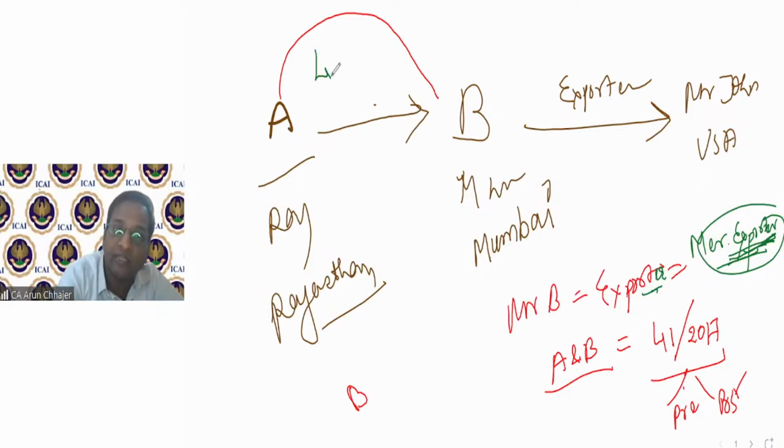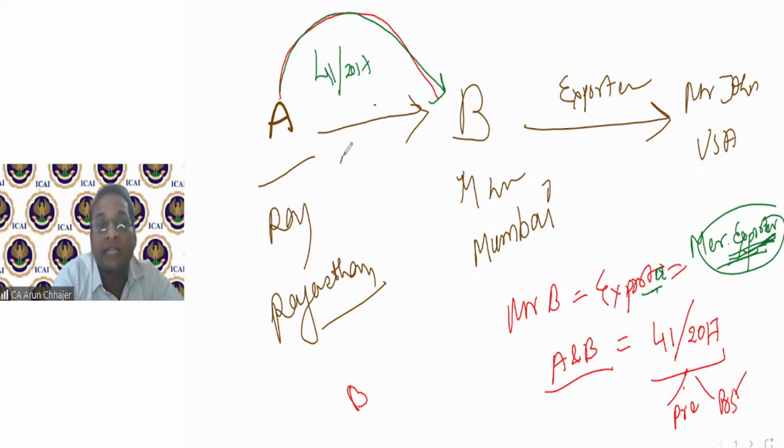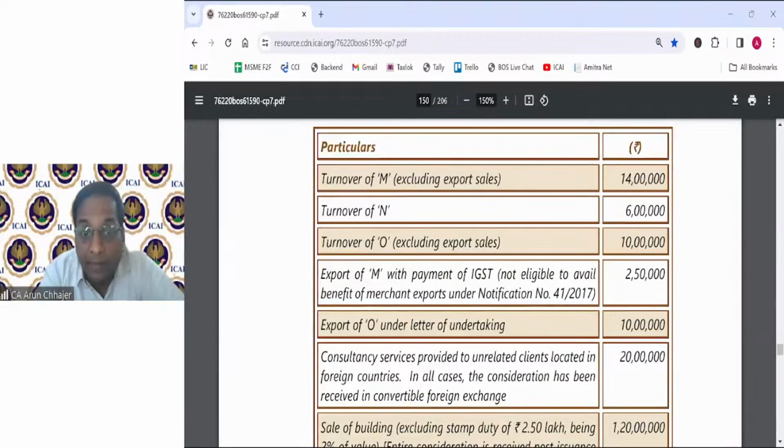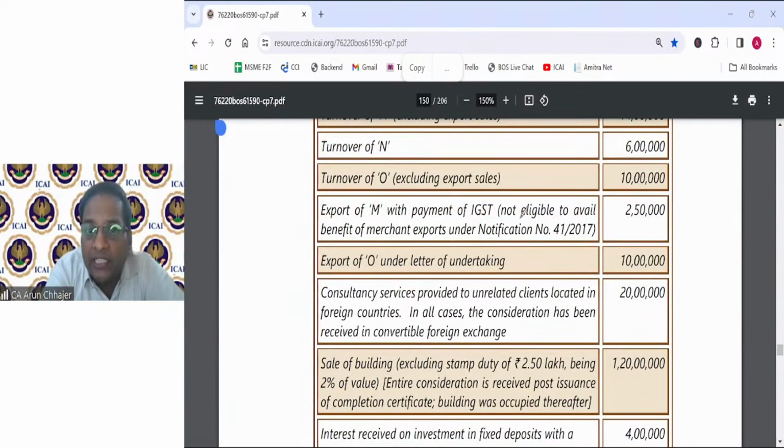And notification 41 by 2017 says A can make the supply to B, which is domestic supply, which both parties are located in India, but he can charge GST at the rate of 0.1% only. Instead of actual tax rate, he can charge the GST at the rate of only 0.1%. What are the conditions we'll discuss in the exporter chapter, or you will be explained by the respective faculty. My point is, they are saying not eligible to avail the benefit of the merchant export.